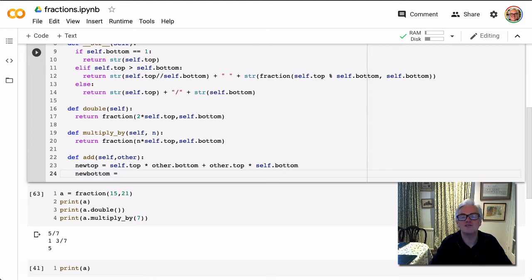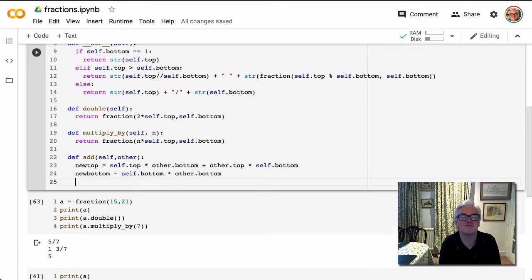The new denominator is simply what you get when you times the two denominators together. So I've got self dot bottom times by other dot bottom in there. But Miles, shouldn't you have this in its simplest form? Yes, of course I should. But by casting this, by making this a new fraction, I get that for free because my fractions are defined to be in their smallest terms.